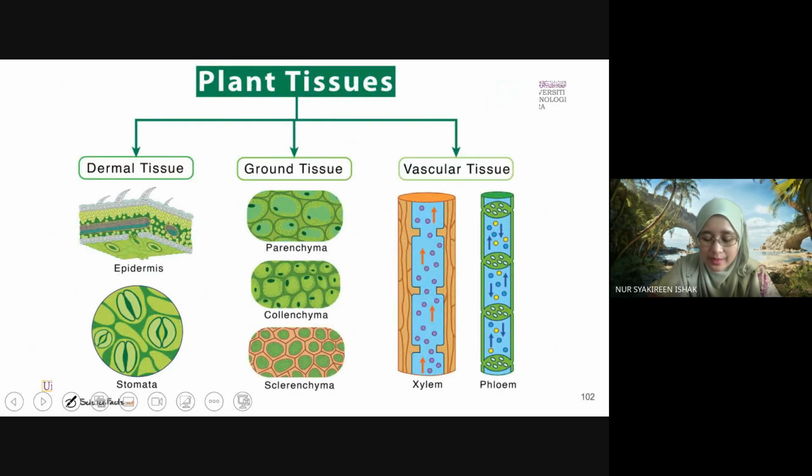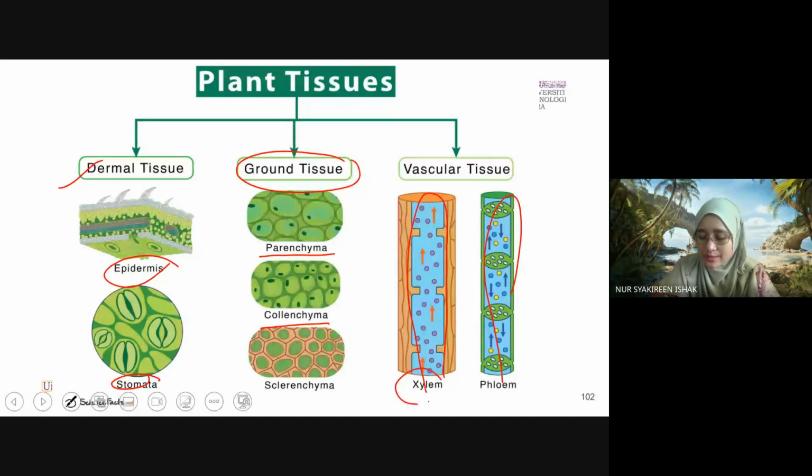Okay, so the plant tissues, we have the dermal tissue on the surface, so including the stomata, which is found on the dermal tissue, the epidermis lah, the layer on the surface. And then we have ground tissue. There's three types of ground tissue. We have the parenchyma, collenchyma, and the sclerenchyma. And then we have the vascular tissue for transportation of, for example, water and also food. Water in xylem, and then food in the phloem.